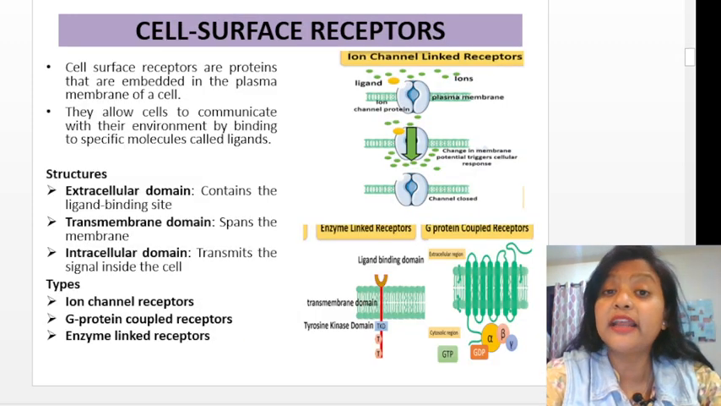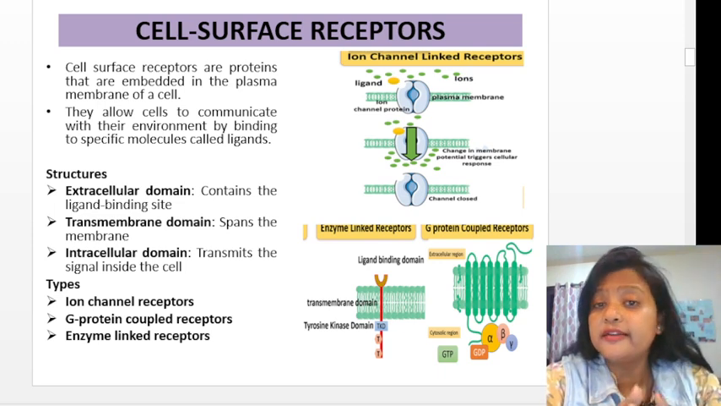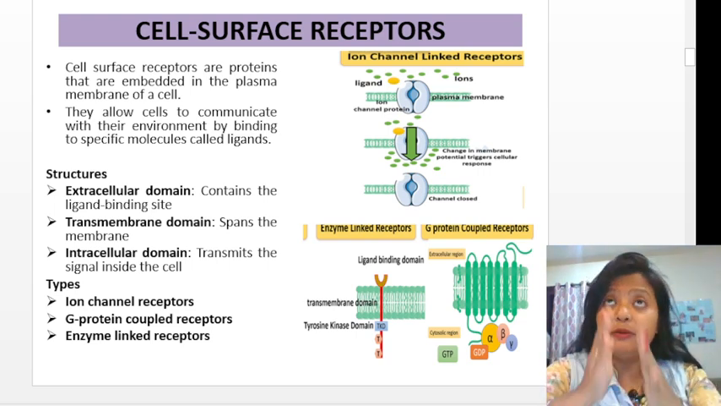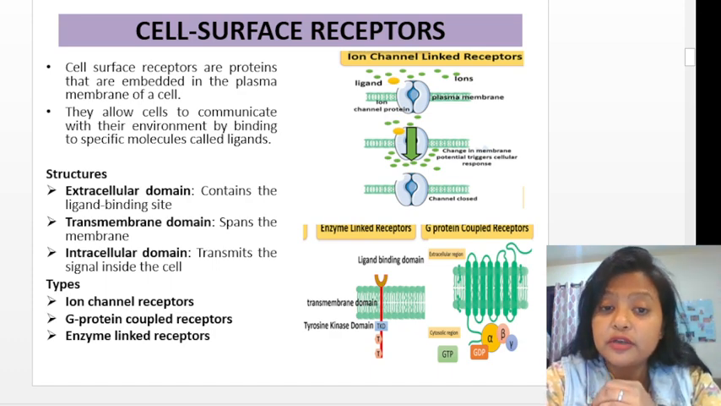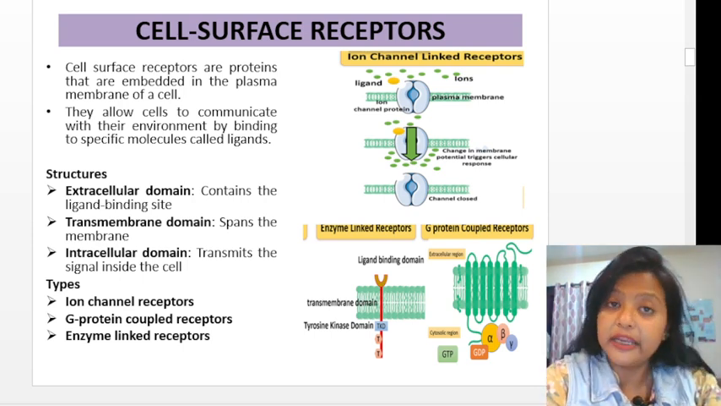Now let's come to the cell surface receptors. These receptors are embedded in the cell membrane, or you can say plasma membrane. They allow the cell to communicate with the outer environment with the help of ligands. Now let's talk about the structure of the cell surface receptor. There are three domains: the extracellular domain, which contains the ligand binding site; then the transmembrane domain, which is present between the outer and the interior part; then the intracellular domain, which will transmit the signal inside the cell from the external environment.